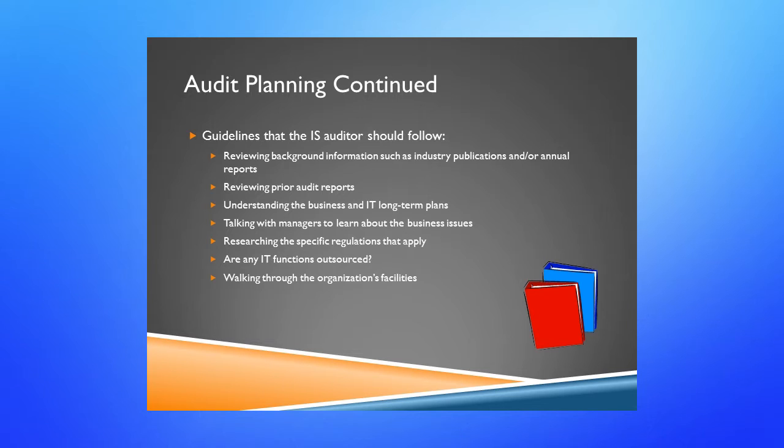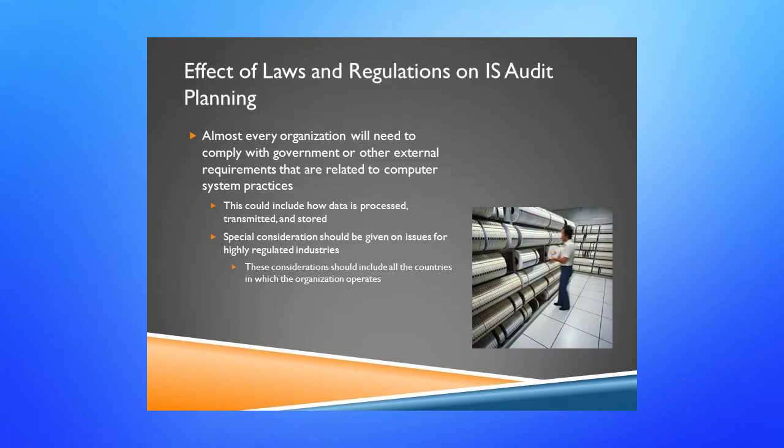It's kind of like having the plans for how the entire organization is laid out and how it is functioning. Now, as part of what we look at in the management and planning process of our auditing, we have to remember that there are laws and regulations that are going to apply to almost every organization. They could be compliance to government rules or other external requirements, maybe contracts they have with other companies that they're working with, not competitors.